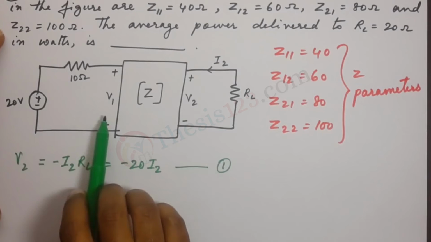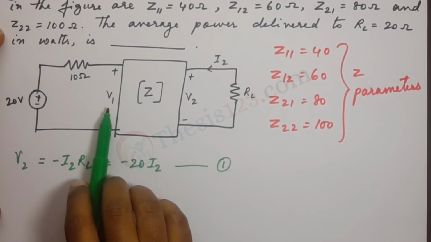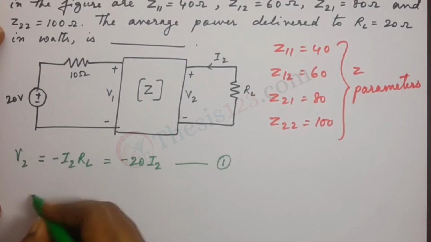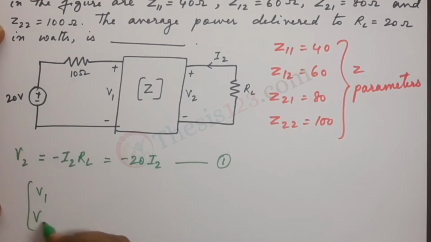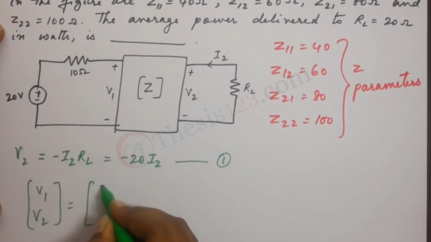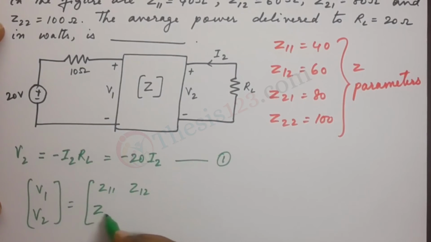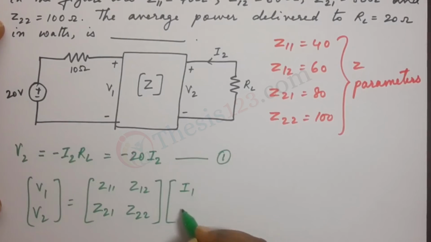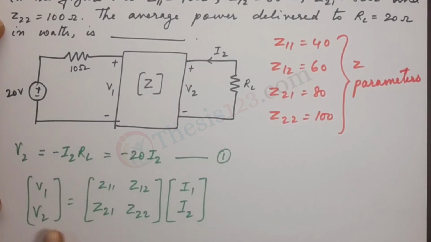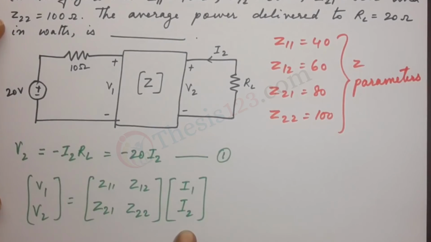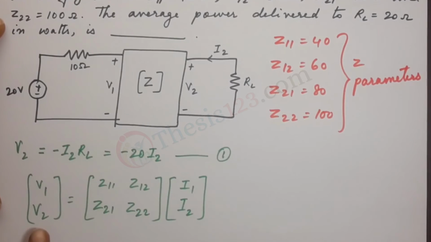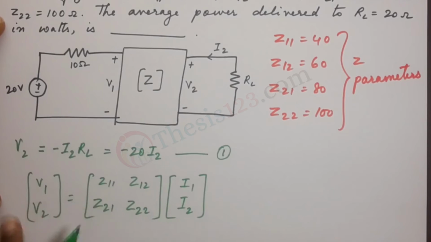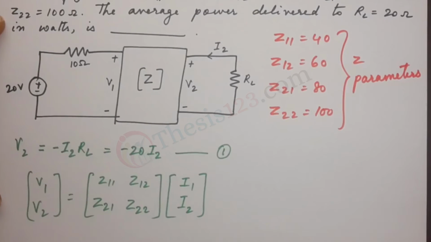Now let's write down the equation for V1 in terms of the Z parameters. Now you're quite familiar with how to do this. We write this as V1, V2 is equal to Z11, Z12, Z21, Z22 into I1 and I2. This is how we write the matrices in terms of the voltages, the Z parameters and the currents given to us. Now from this, let's write down our two equations.